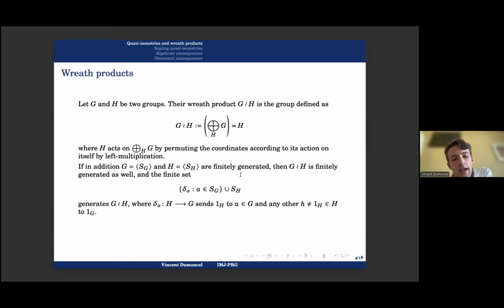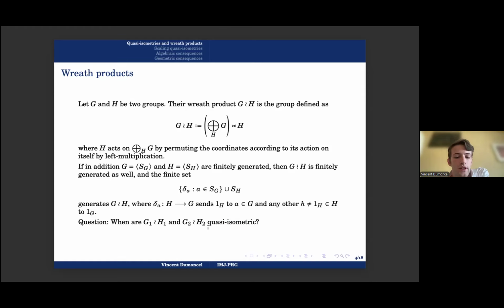And so now, as soon as we have a generating set, we have a well-defined word metric and well-defined word length. So we have a metric space at hand, and we may ask when two wreath products are quasi-isometric. So I fix G1, H1, G2, H2 finitely generated groups, and I'm looking at quasi-isometries between wreath products. And there have been some very interesting developments on this question.